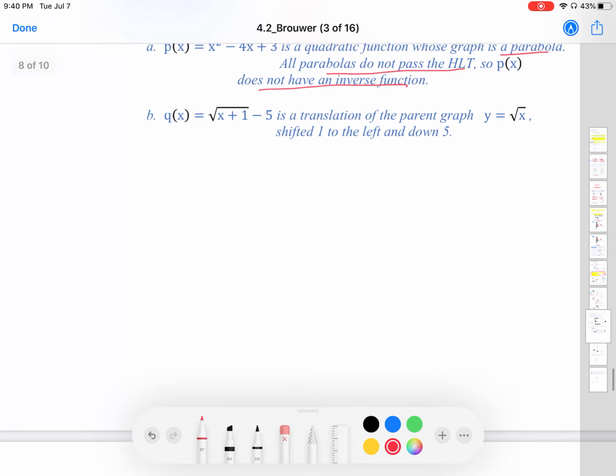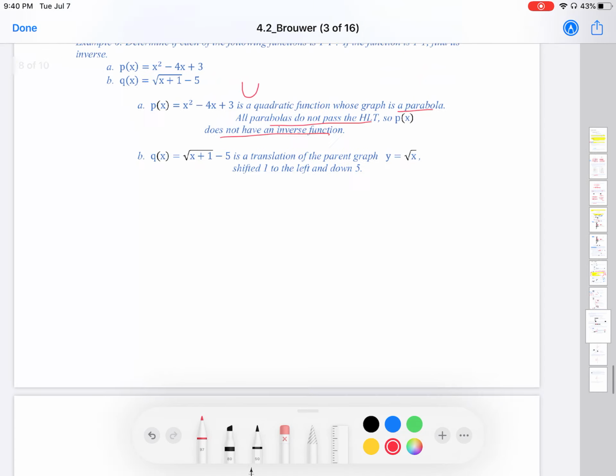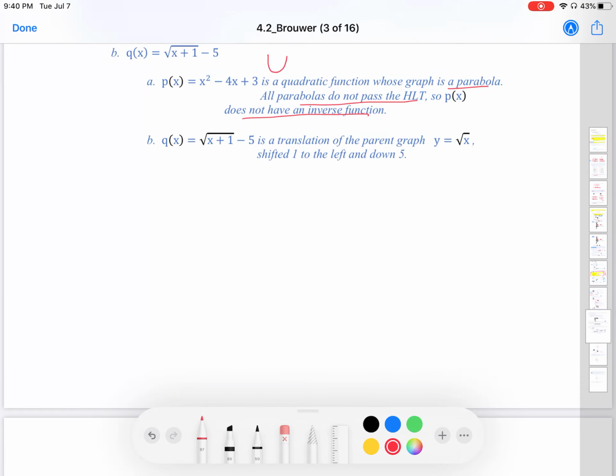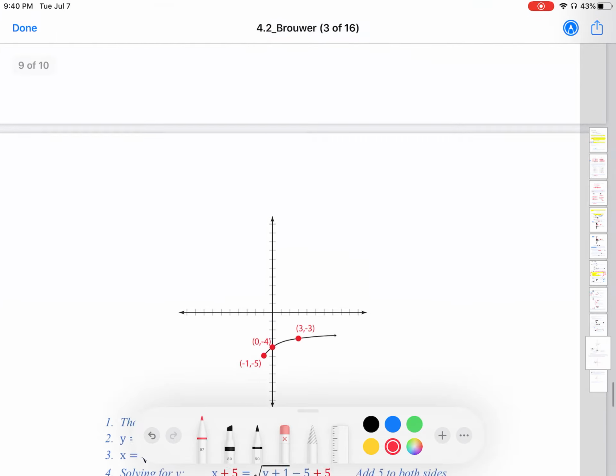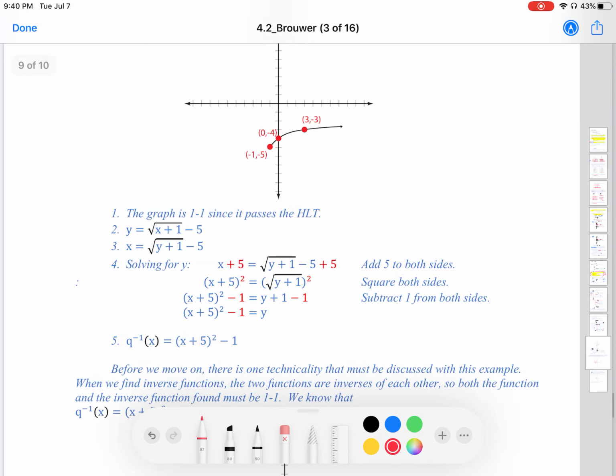What about B? The square root of x plus 1, minus 5. A translation of the parent graph, square root of x, shifted 1 to the left and down 5, gives us this answer, right? And we see that it passes the horizontal line test. It's one-to-one and passes the horizontal line test, so we can go ahead and try to find an inverse.